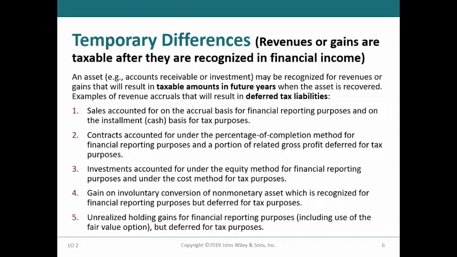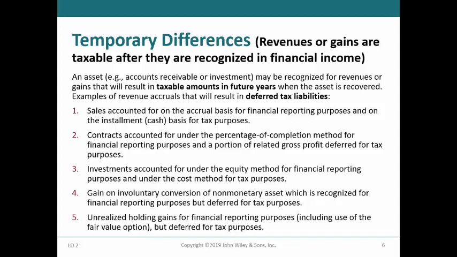Accrual basis accounting for sales requires revenue to be recorded when the performance obligation has been satisfied, but for tax purposes when the cash is collected. Under percentage of completion, we record revenue over the life of the contract, but for completed contract, revenue is not recorded until the contract is complete. Income is recorded for the percentage of the investee's net income using the equity method, but for tax purposes, income is recorded only when dividends are received.